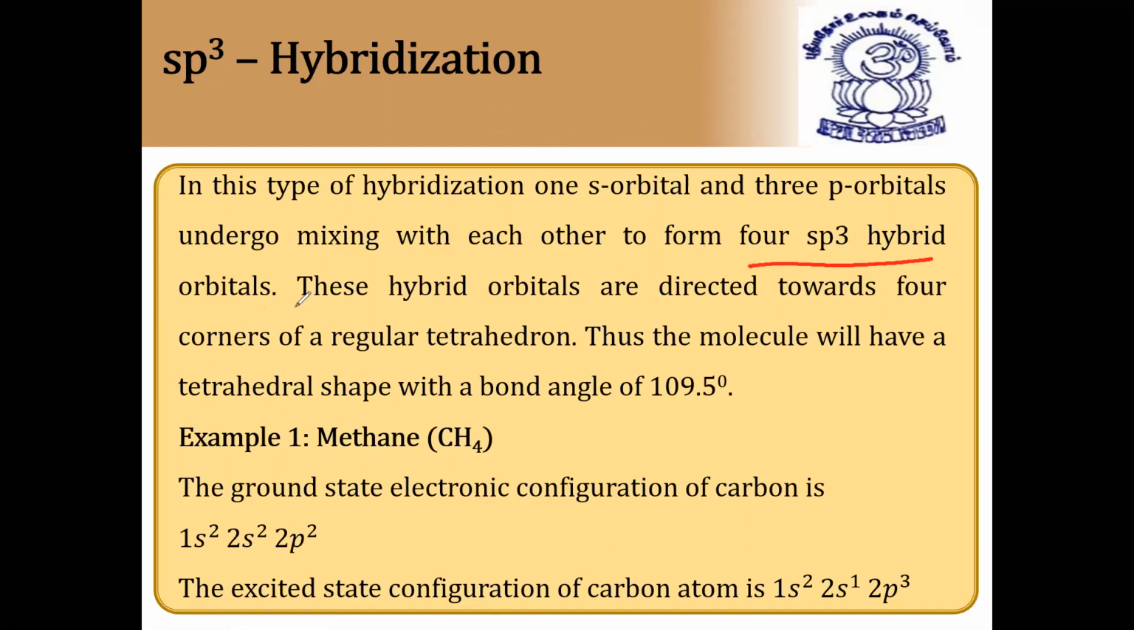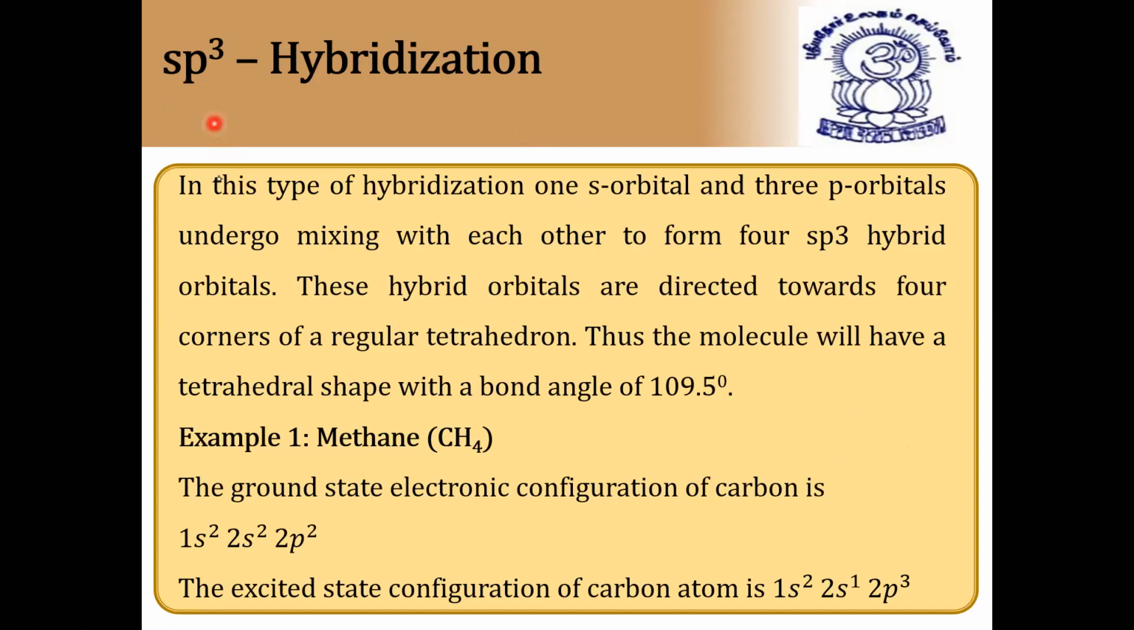In sp3 hybrid orbitals, there is 25% s character and 75% p character, and they form four new equivalent orbitals. So how many orbitals? Four new equivalent orbitals. Equivalent means same energy.